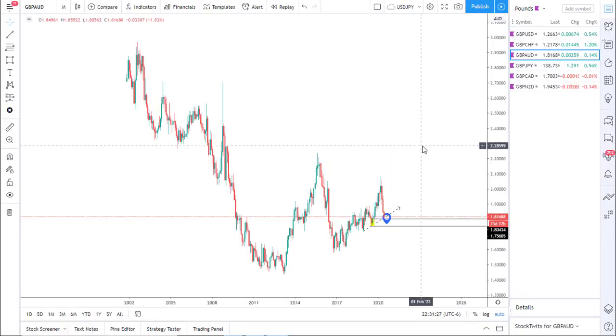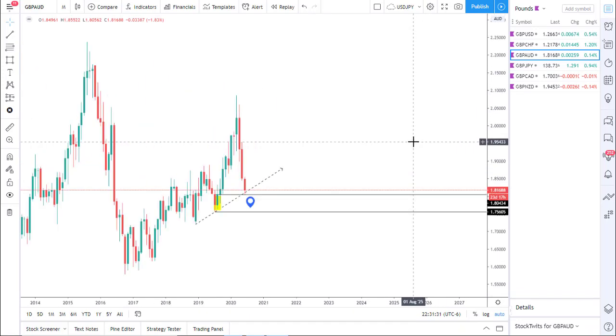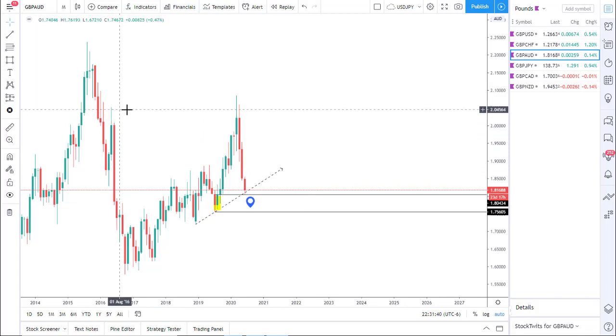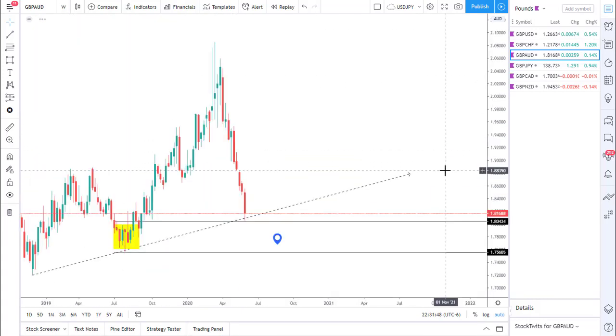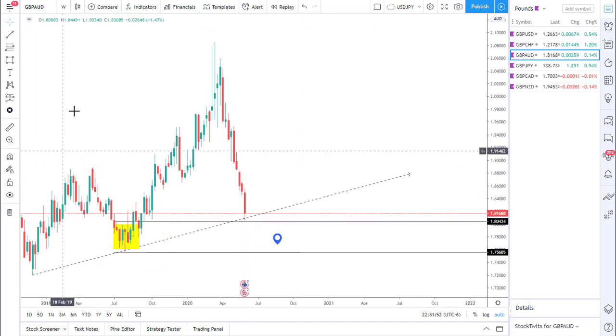And the last one is GBP Aussie. See the monthly. We have a very strong demand zone there. We have a trend line going up. This supply zone got removed by this demand zone. So that's what we have on the monthly. On the weekly, basically it is the same thing. Price is already touching the trend line.